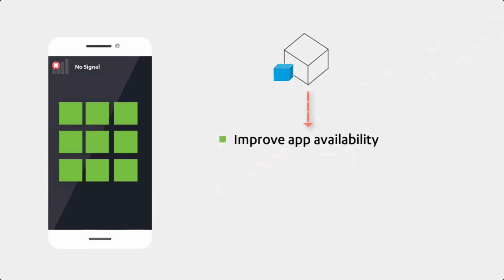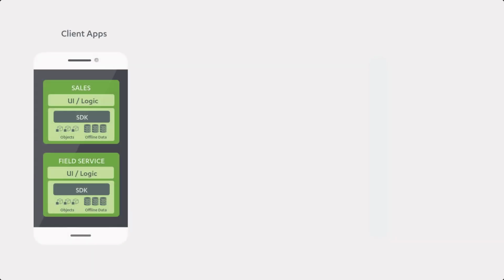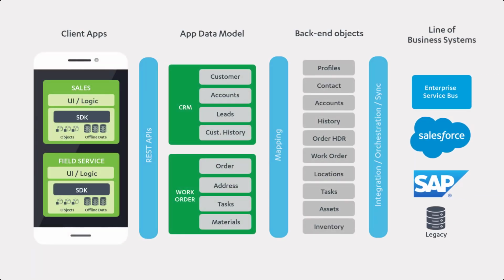Offline objects improve app availability. They improve performance by negating the impact of network latency. They optimize data transfers by syncing only delta changes. They maintain a local DB that is consistent with the back-end database. Object services allow an app developer to conceptualize their app model in terms of objects.